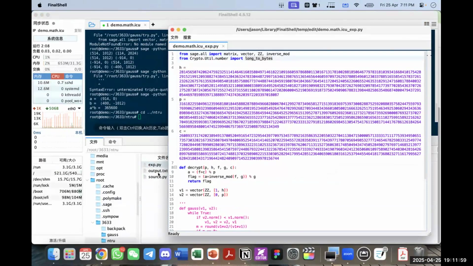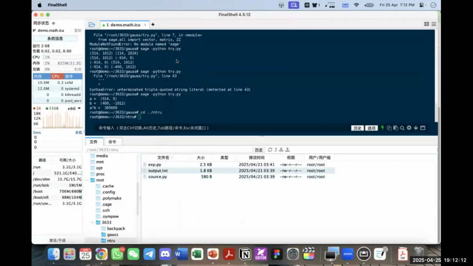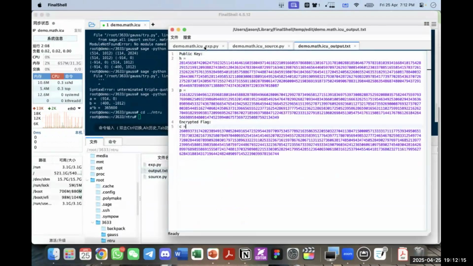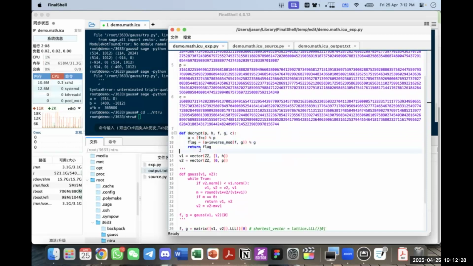What we get from the source that is given to you is the public key P and H, and the encrypted flag, or the ciphertext C. So the output is H, P, and C. In the exploitation, we will first import these three numbers. And then this is the decrypt function, which is also given to you. We just need to find F and G, and then plug in P, H, and C. Then we will finish the decryption.